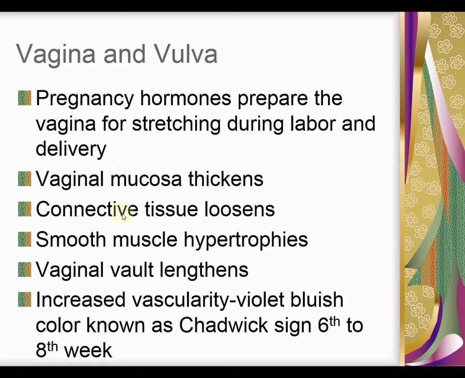Now here, I told you Goodell's sign was the bluish color. That is the Chadwick sign. I stand corrected. Chadwick sign is the blue sign. The Goodell sign is the softening of the cervix. And then you have the Hegar sign, which is the anteflexing of the uterus. So now we've all been corrected, especially me.